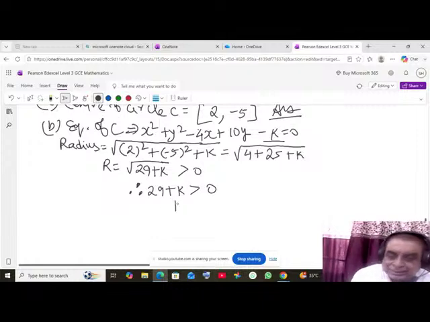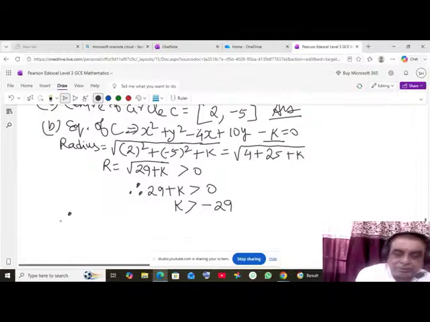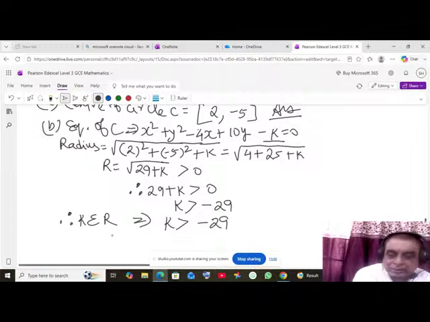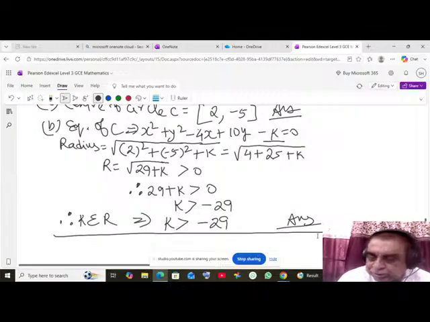So k will be a real number greater than minus 29. Plus 29, I am moving to the right side of the greater than sign, and it becomes minus 29. So that is the range. What is the range of the value of k? k is an element of the real numbers such that k is always greater than minus 29. So there are infinite values of k, all real numbers greater than minus 29 will be the values of k for this circle.